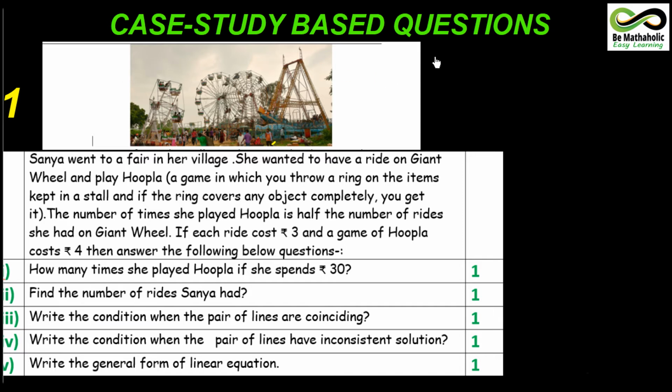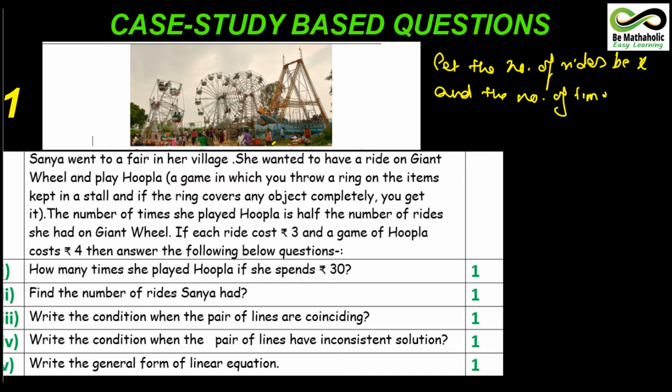So here we are going to assume, let us take it as, let the number of rides taken by her be x, and the number of times she played the game hoopla be y. Now as per the given condition, the number of times she played hoopla is half the number of rides she had on the giant wheel. See here. How many times did she play hoopla? y. So y will be half of x. This will be equation 1.